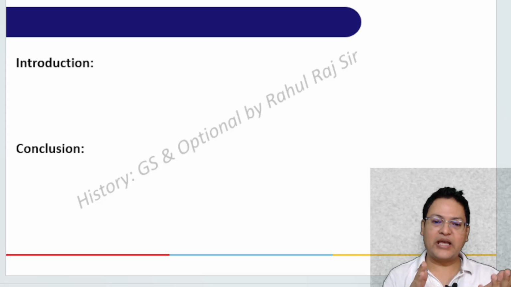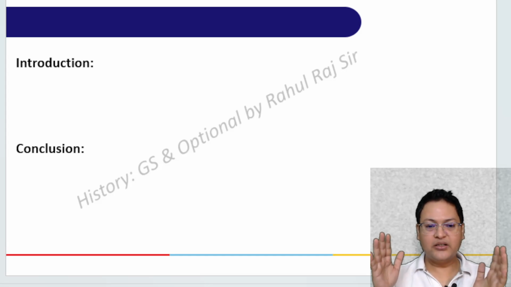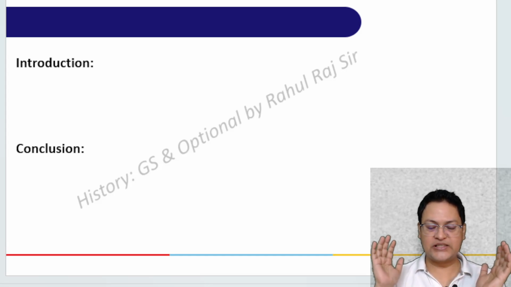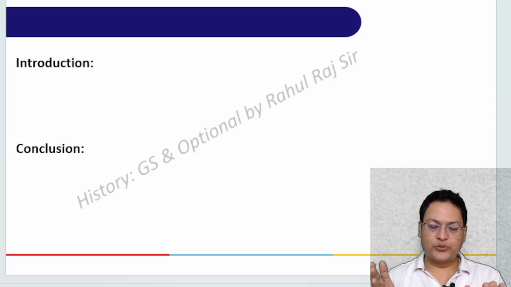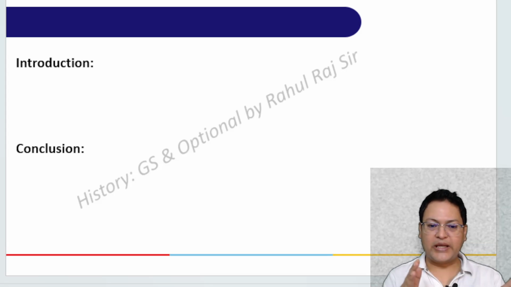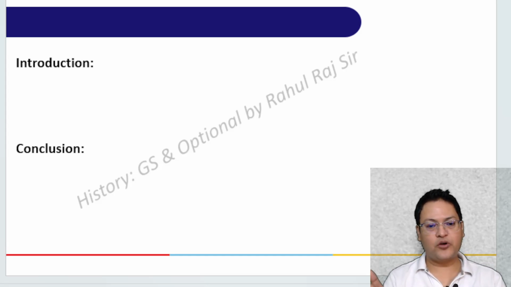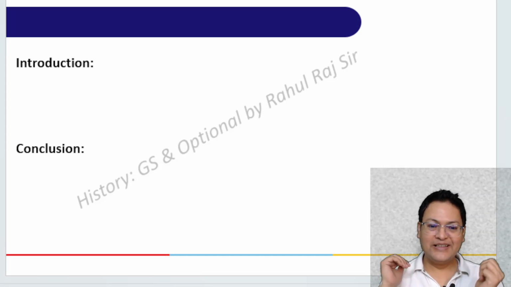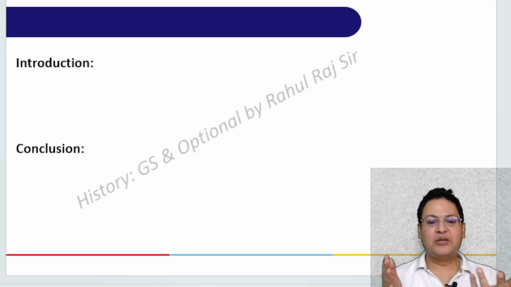See, in the intro, what you have to do is just introduce, okay. Like if you know that Pallavas were ruling between the 7th to 9th centuries, this was the main period, then just write that Pallava rulers, okay, who ruled many parts of southern India during the 7th to 9th centuries, significantly contributed in the field of art and literature, for instance, and then write your framework, start, okay, very simple.